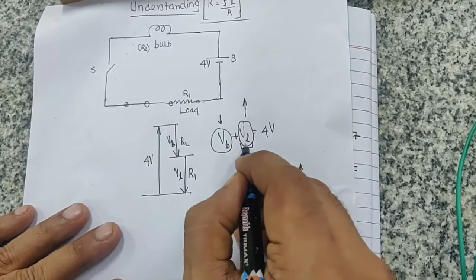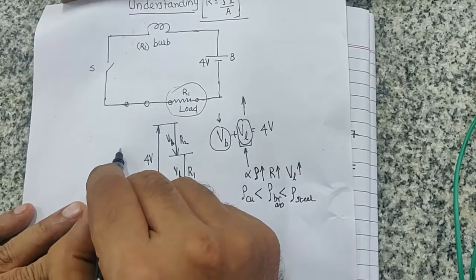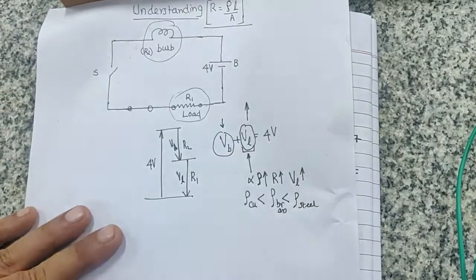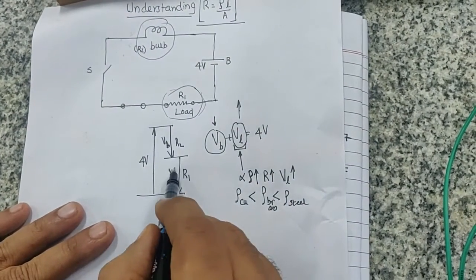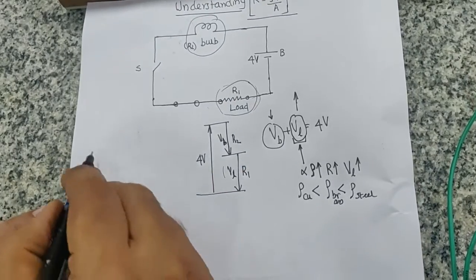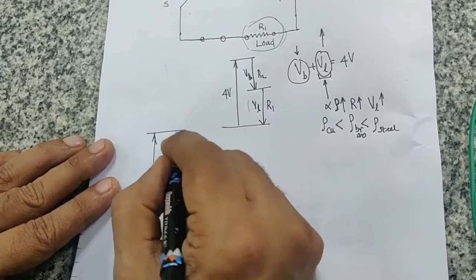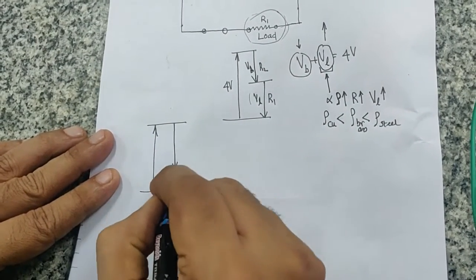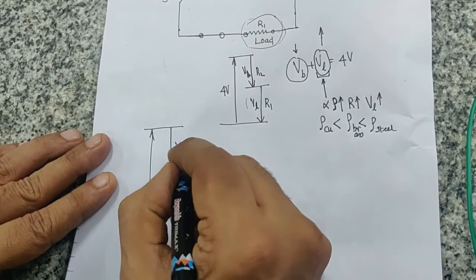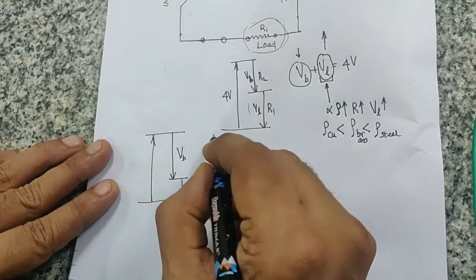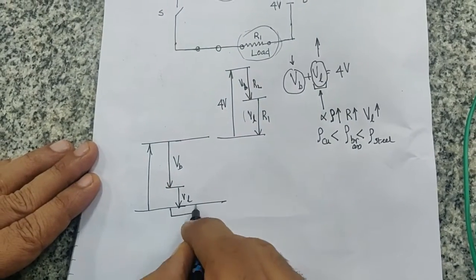So that is why the loss across this load in steel is very high, because resistivity is high and your bulb is dim. In copper, this loss is very less. So if I could draw this diagram for copper, it will look like this. For copper, the loss is very less. So this is the loss over the load, and the voltage across the bulb is high. This is for copper.